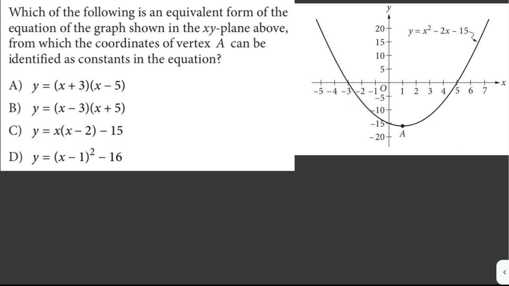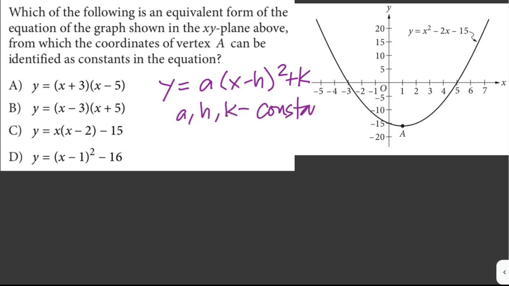Any quadratic function can also be written in its vertex form, which is y equals a times x minus h squared plus k, where a, h, and k are constants, and (h, k) is the vertex of the parabola when the quadratic function is graphed in the coordinate plane.